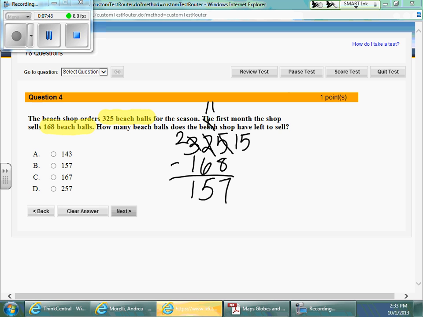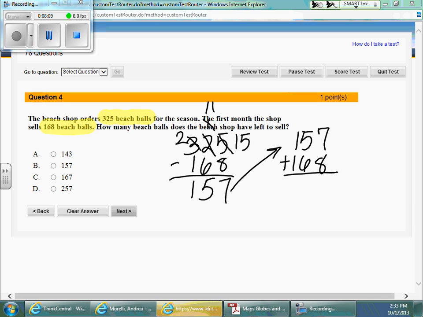What should we do after subtracting? We should always do what to check our answer? Check with addition. So we take the answer, we add it to the middle number, and we should get the top number.